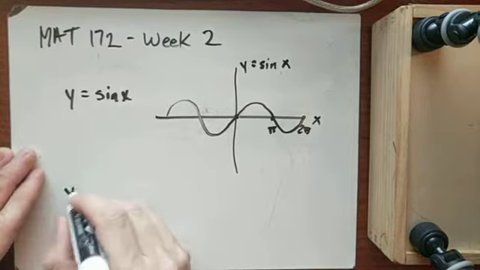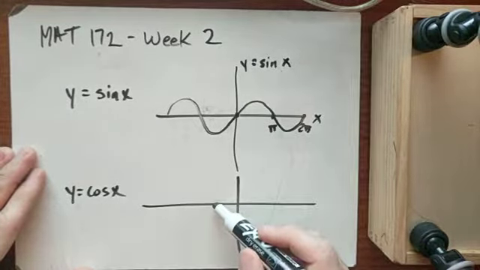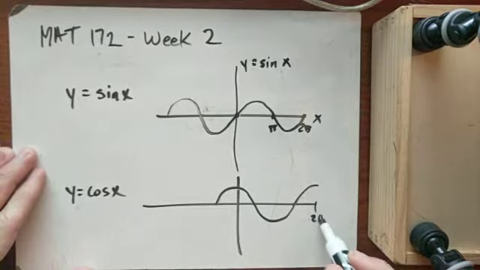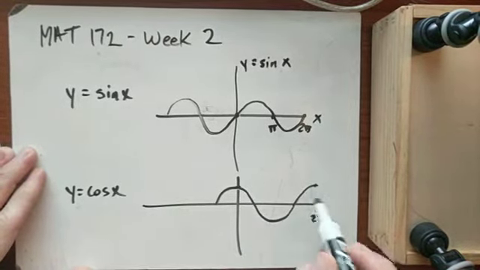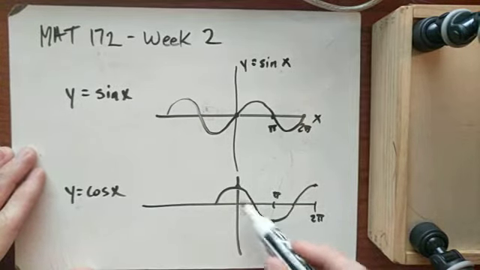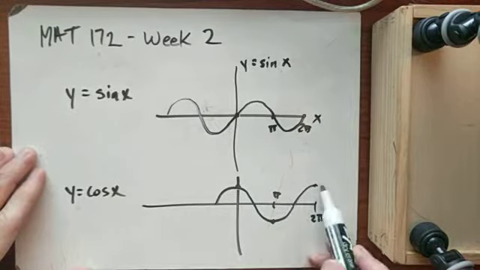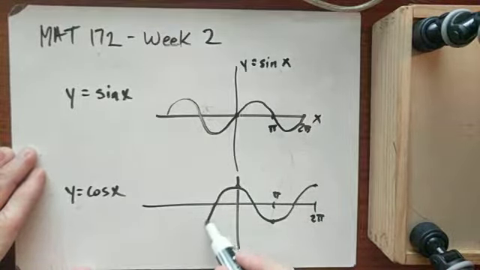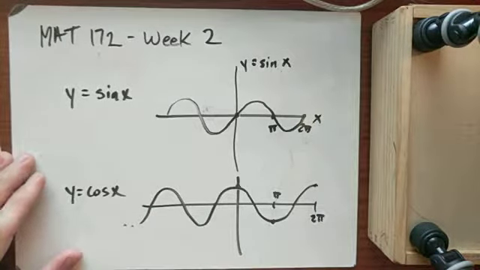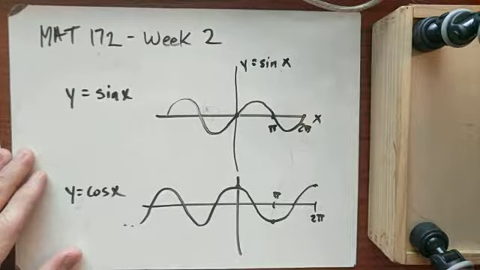The cosine graph looks a lot like that, but that graph is kind of shifted to the left a little bit. So the cosine of 2 pi is 1, the cosine of 0 is 1, the cosine of pi is negative 1. So that's kind of what happens. First quadrant, second quadrant, third quadrant, fourth quadrant. And again, this graph repeats over and over again forever in both directions. So it's a little bit about what's going on.